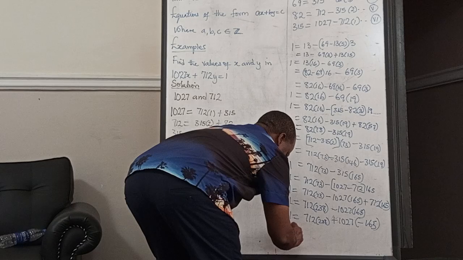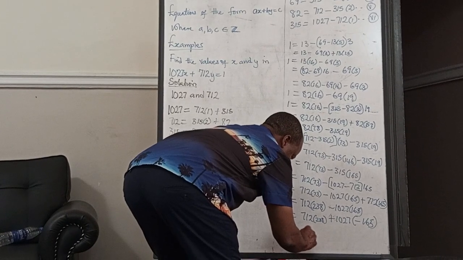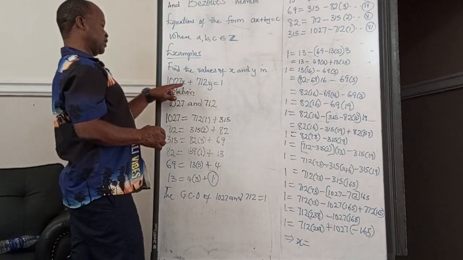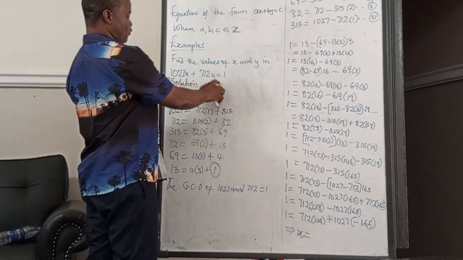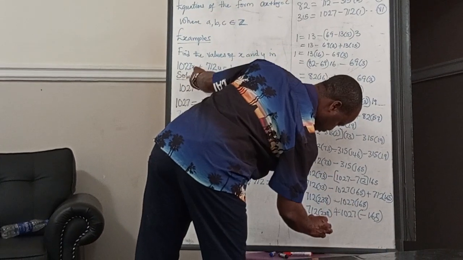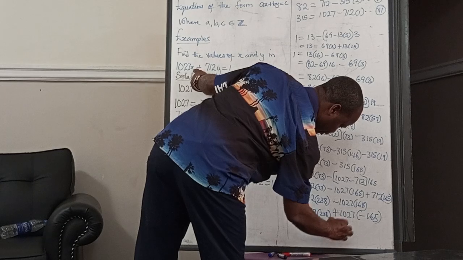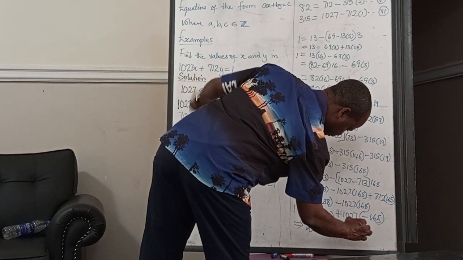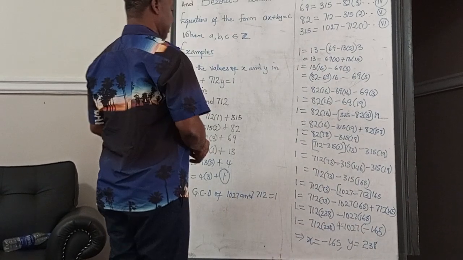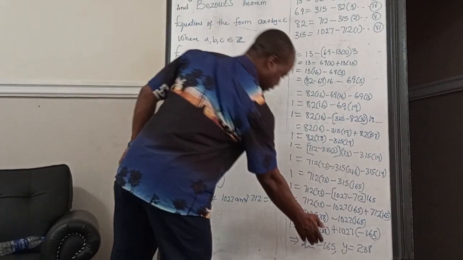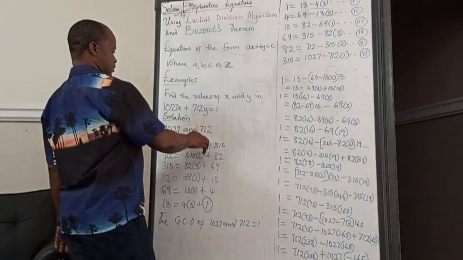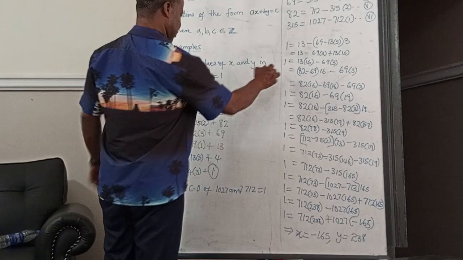So from here, you can declare that our x from the question we were given, you can look at the question again, 1027x plus 712y is equal to 1. So x will be equal to negative 165 and y is equal to 238. Now we can check these numbers by plugging in negative 165 for x and then 238 for y, and verify that your answer is going to give us 1.